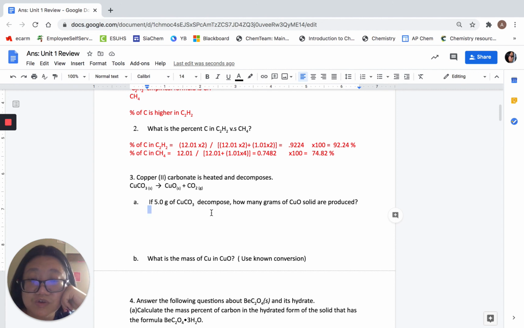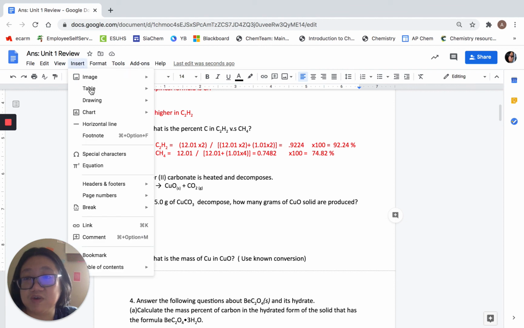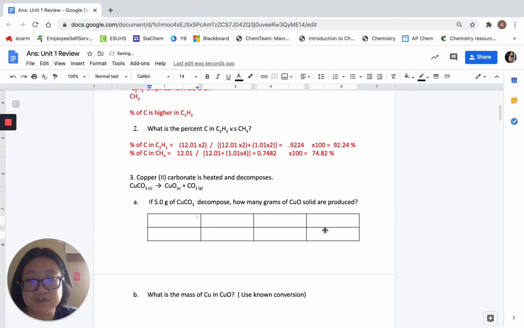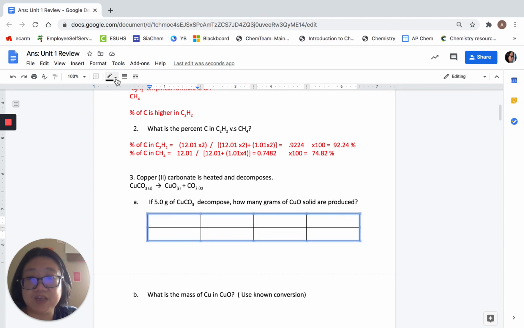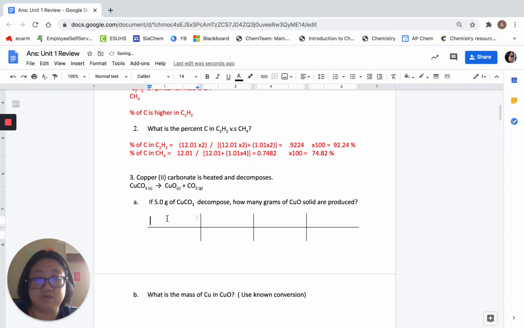Copper carbonate is heated and decomposes. If 5.0 grams of copper carbonate is decomposed, how many grams of CuO are produced? Okay, this is the little train track that we did. I'm just going to do that little train track because it's a little bit easier for us to visualize. Again, on the test, you don't have to do the train track. You can just do multiplications, symbols, if it's easier for you. I'm just using it as organization.